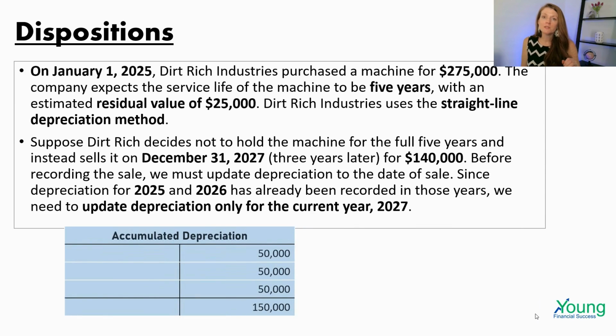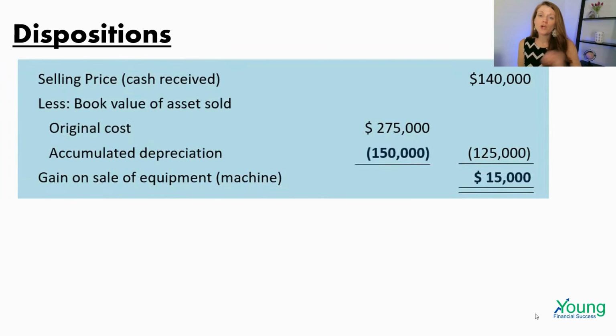In 2025, we had accumulated depreciation of $50,000, then 2026, and now 2027. So in the accumulated depreciation account, we have $150,000 sitting there. So our journal entry is going to come up after we calculate whether there's a gain or a loss. So the cash proceeds for this asset was $140,000.